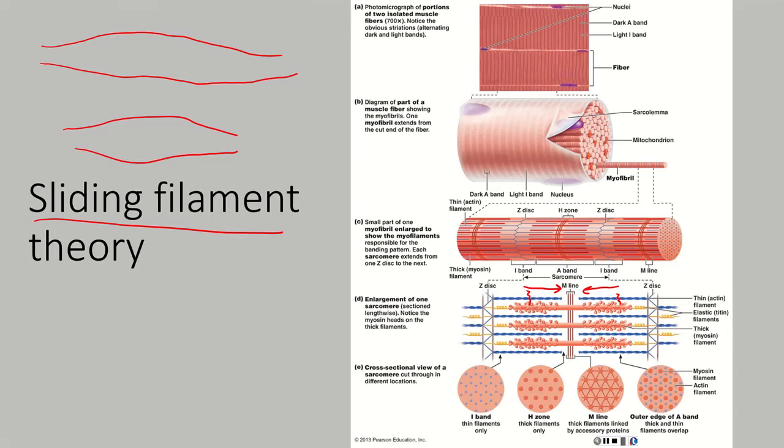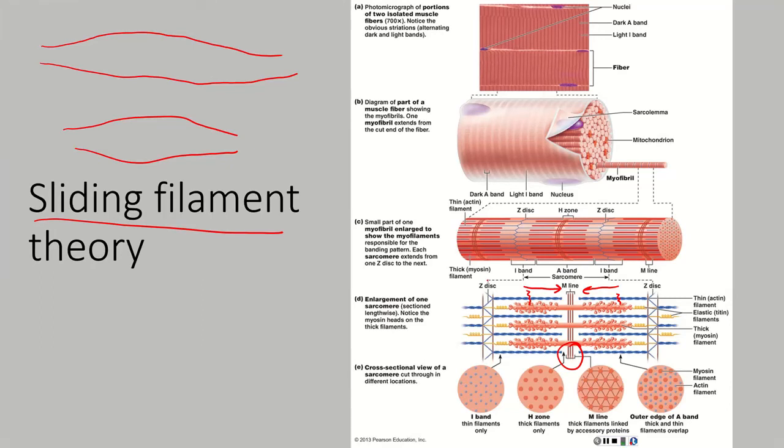And when that happens, the actin is being pulled towards the M line, so the I bands shorten. Also, the H zones shorten. Depending on how much of a contraction we're getting, the H zone might completely disappear as this actin is pulled into the M line. So the H zone is going to shorten. The H zone might disappear.